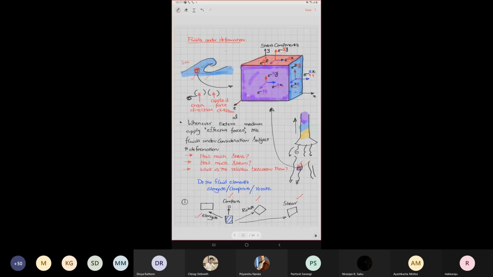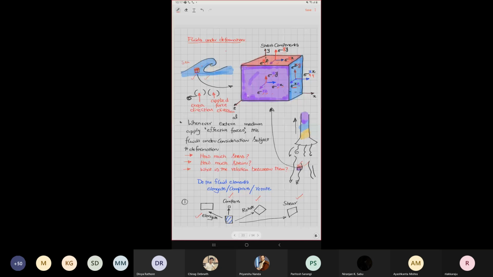Elongation means you are going to stretch it. You might stretch it in the X direction, Y direction, Z direction, it can be. You can reverse the process. You call it compression, so the material element is completely squeezed. You can rotate it. You can apply forces in the lateral direction so that it might be subjected to shear.